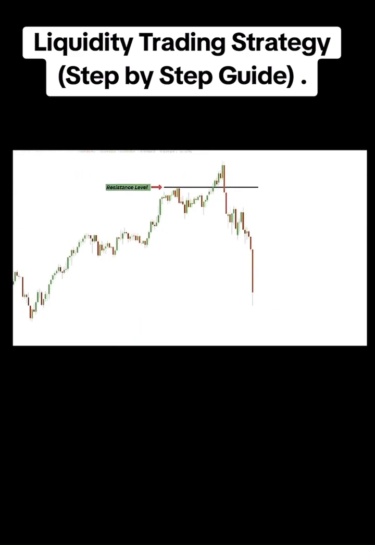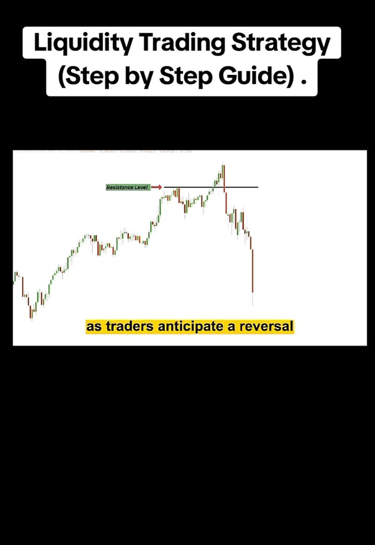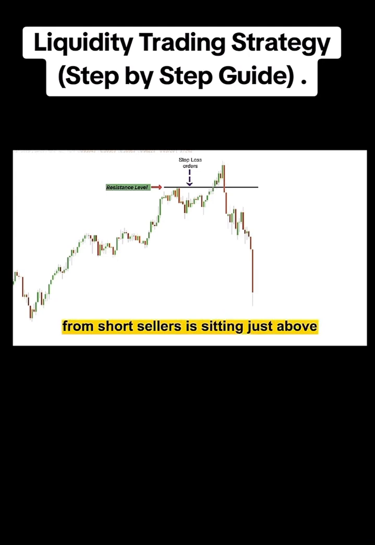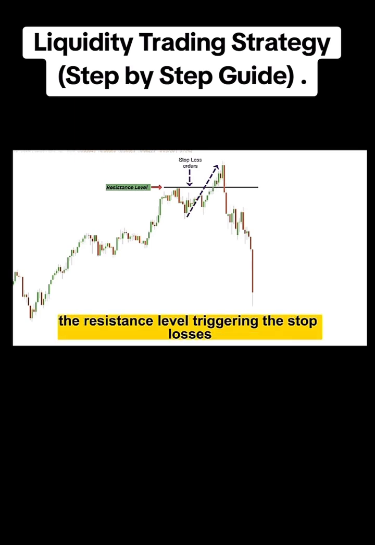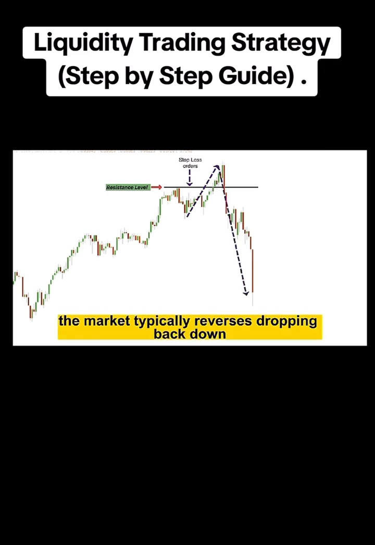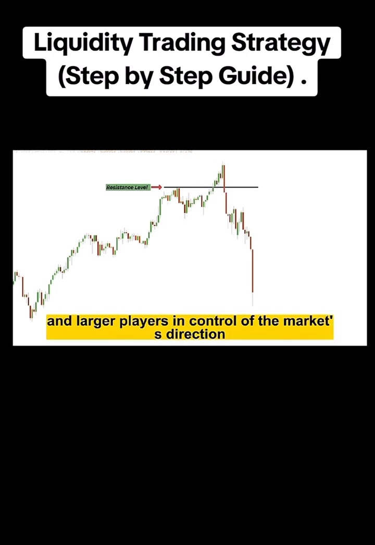Just like support levels, resistance levels are prime areas for liquidity grabs. A resistance level is a price point where the market has historically struggled to move above, attracting sell orders as traders anticipate a reversal. Many traders place their sell orders and stop loss orders above this resistance level, expecting the price to drop once it hits resistance. However, this creates an ideal liquidity zone for smart money. They know that a cluster of stop losses from short sellers is sitting just above the resistance level. To capture these orders, they may push the price slightly above the resistance level, triggering the stop losses and creating a false breakout. Once the liquidity is grabbed, the market typically reverses, dropping back down, leaving retail traders trapped and larger players in control of the market's direction.